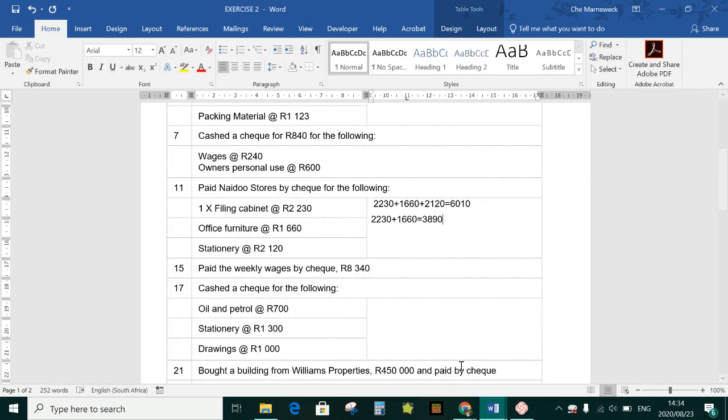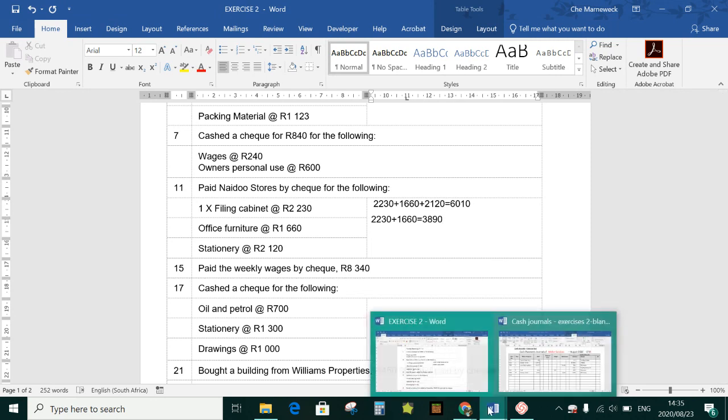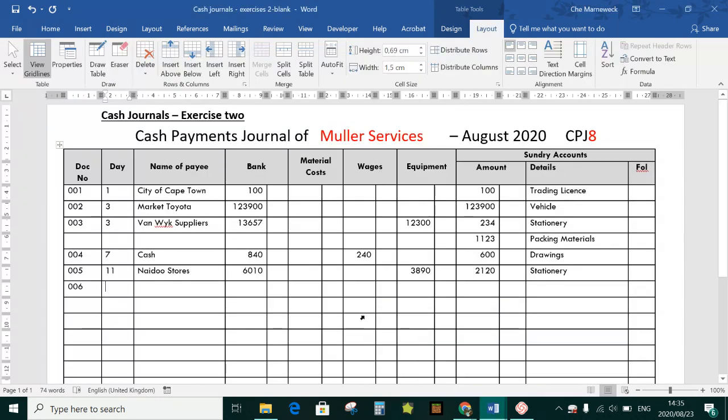So we have a look. We're on day 15. Paid the weekly wages by check, 8,340. Now, if you remember anything about how we pay wages versus salaries, wages are paid weekly. They are paid by cash. So we would have written cash on the check. So we're going to record that on day 15.